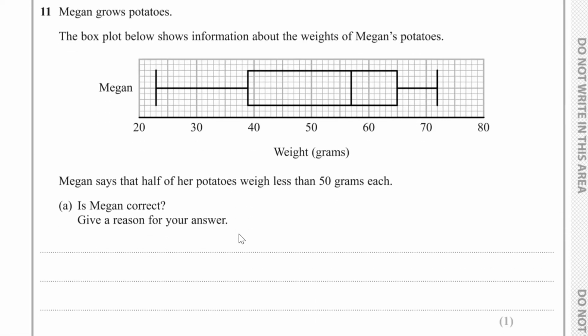Question number 11. Megan grows potatoes. The box plot below shows information about the weights of Megan's potatoes, and Megan says that half her potatoes weigh less than 50 grams each. Is Megan correct? Give a reason for your answer. Well, clearly not, because the median is 57, as we can see here.